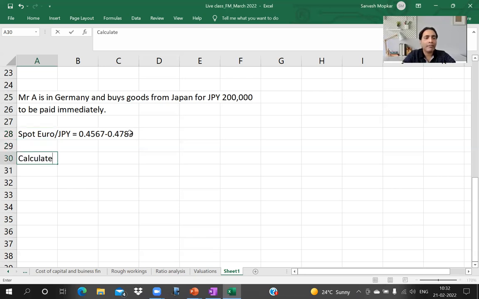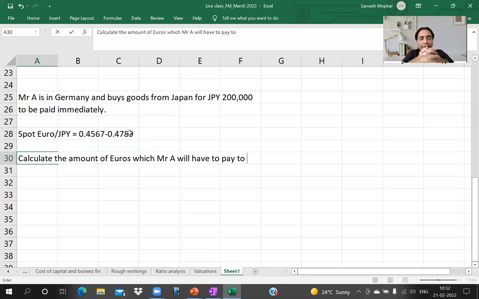Calculate the amount of euros which Mr. A will have to pay. Now, see what is happening. I'm in Germany and I have purchased goods from Japan. The price is 200,000 JPY. Naturally, I'll have to make a payment in JPY. But do I have JPY in my pocket? I'm in Germany. Do I have JPY in my pocket?